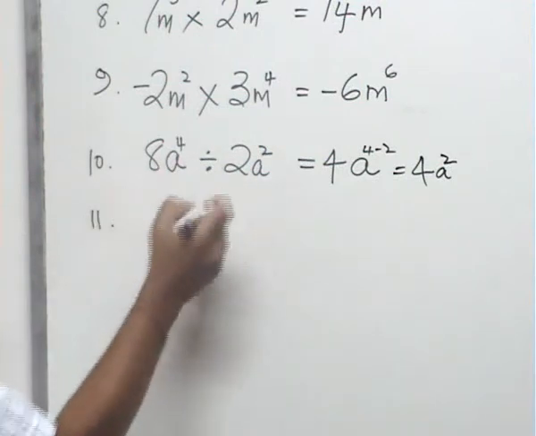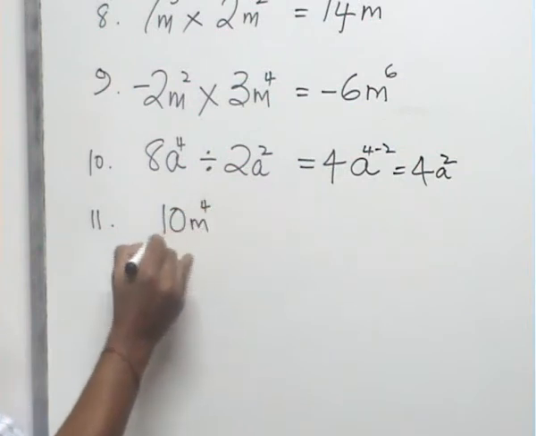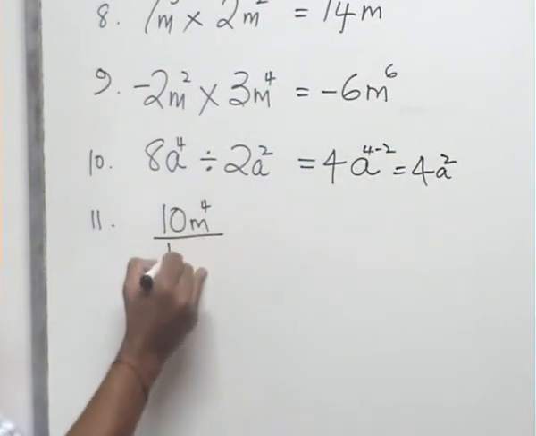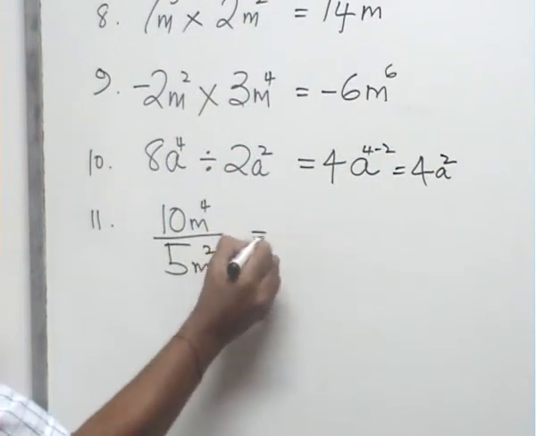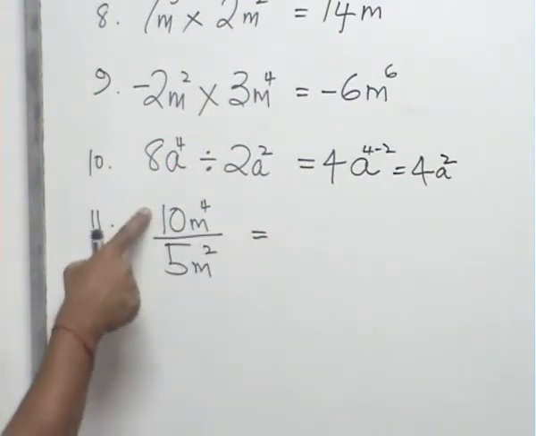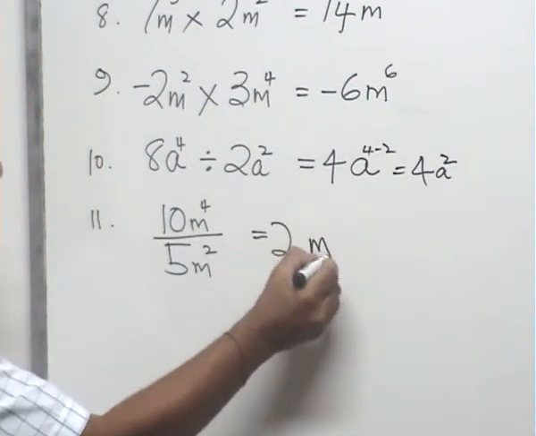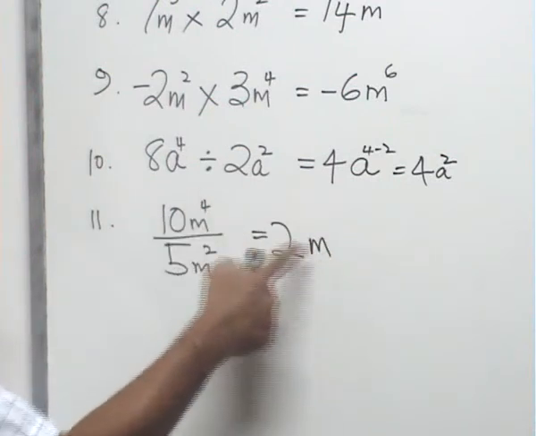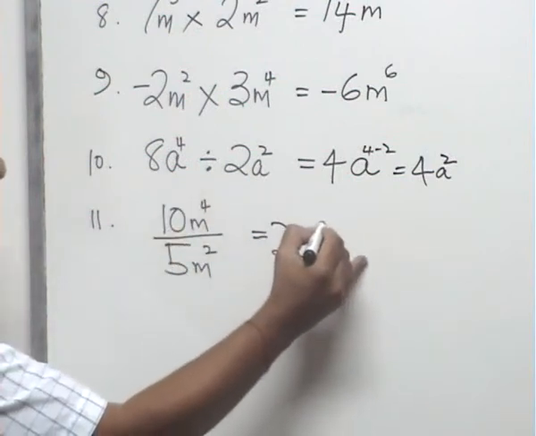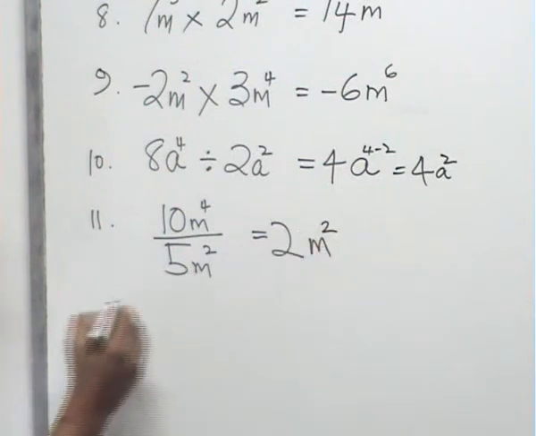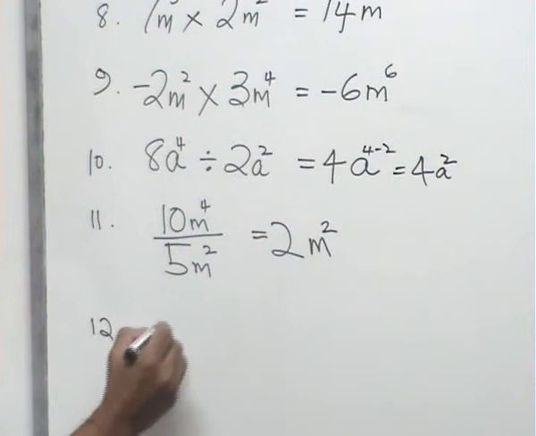Now, the example can also be written like this. 10m to the 4 divided by 5m squared. We're dividing, you see. So 10 divided by 5 will give you 2. And then for the powers, write down the base m and subtract the indices. 4 minus 2, 2.